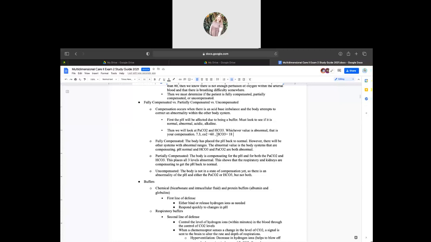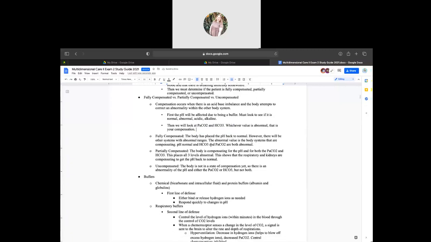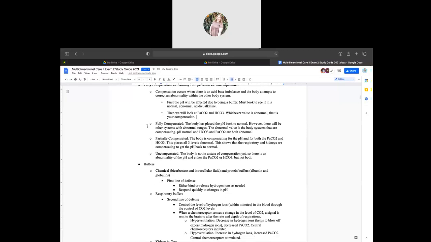Your compensation for a respiratory problem is often going to be in the kidneys, or if it's a metabolic concern, it's going to be in the lungs. So your patient's going to be ventilating or not ventilating. That's how you look at compensation. So let's go into how this is going to play out. With our fully compensated ABGs, the body has placed the pH back into a normal range. So your pH is going to be between 7.35 and 7.45.